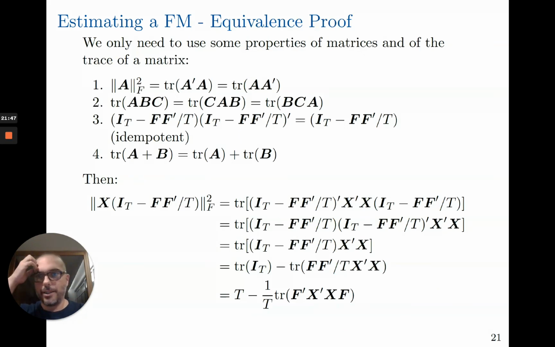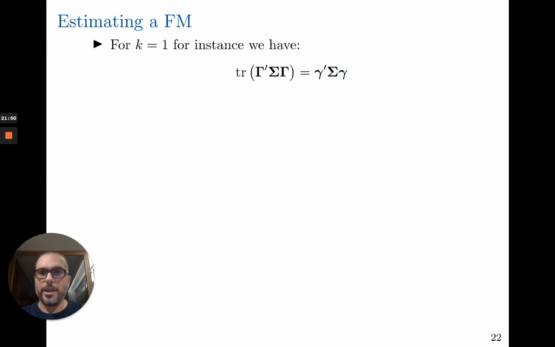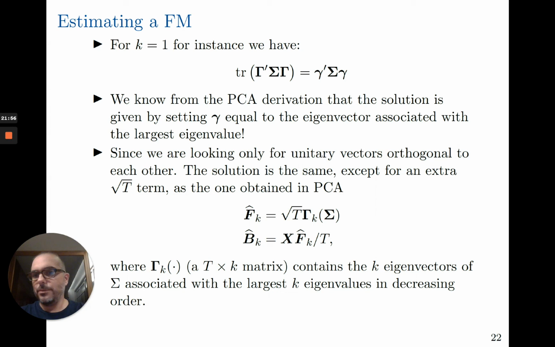This is just the proof. I'm going to skip that. So to estimate a factor model, basically we run a principal component analysis. If we want to avoid unitary vectors, you can make this transformation. So the estimated factor will be square root T times the matrix of the principal components, and the loadings will be given by X prime F hat divided by T.